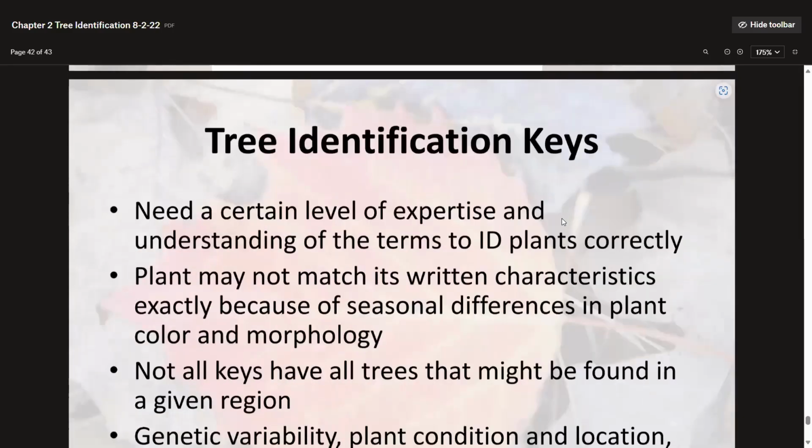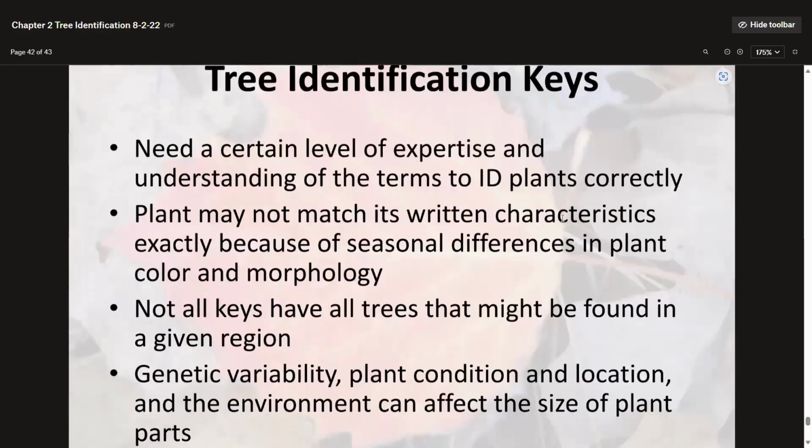They need a certain understanding of the level of expertise. So you need to know what it's talking about when it asks you if it's pinnate or palmate, if it's dicotyledon or monocotyledon, that kind of thing, to ID the plants correctly. The plant may not match its written characteristics exactly because of the season and differences in plants, their color and morphology. So different times of the year, they're going to look different too. So it's difficult to use these older key books.